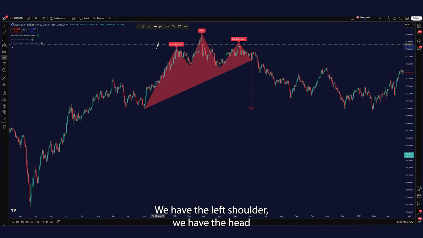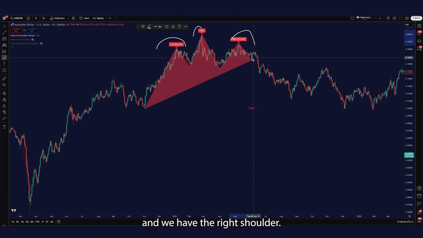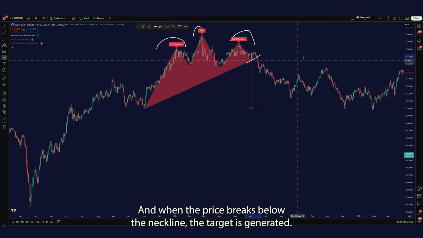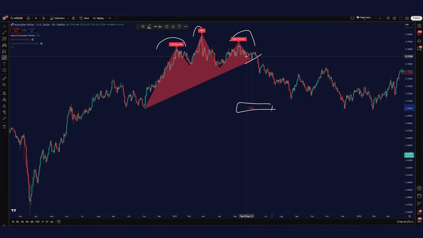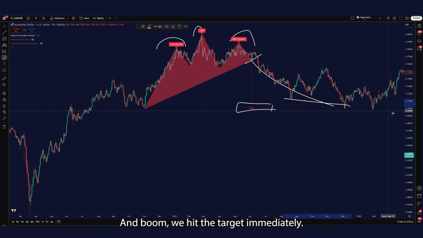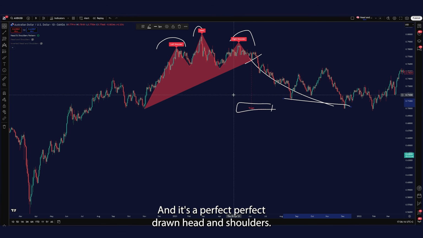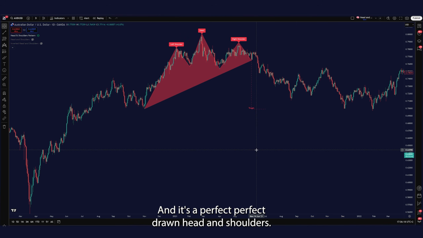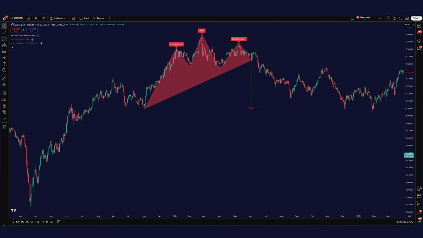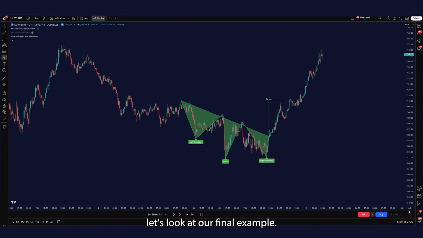We have the left shoulder, the head, and the right shoulder, and when the price breaks below the neckline, the target is generated, and boom, we hit the target immediately. A nice clean trade, and it's a perfectly drawn head and shoulders. Let's look at our final example.